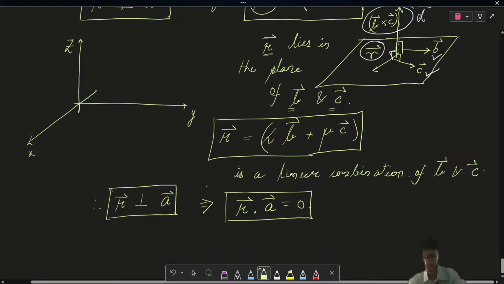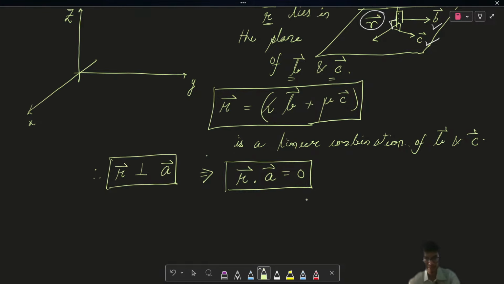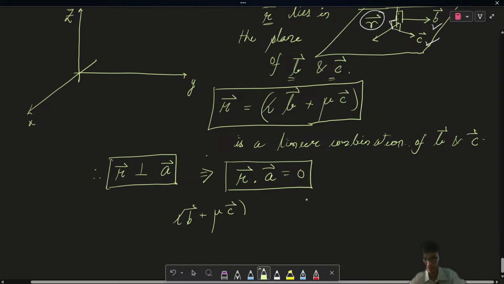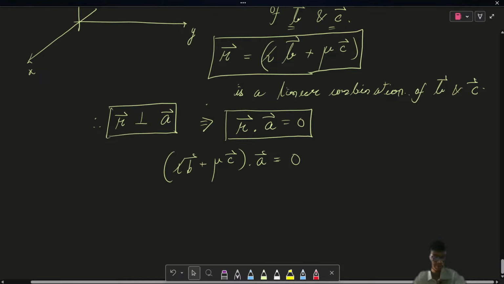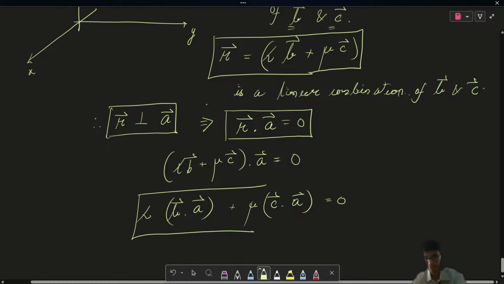So if I apply the same result on this particular vector, then I can write lambda times B vector plus mu times C vector, and if I take a dot with A vector and equate it to 0, then from here I can obtain the result, that is lambda times B dot A plus mu times C dot A equals 0.